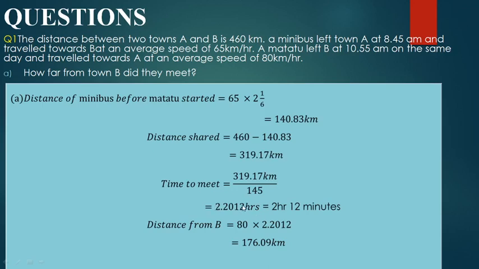You can have it in decimal still for multiplication purposes. And therefore, we are asked how far from B. Remember, from B, it is where the matatu started. So we use the speed of the matatu, which is 80 kilometers per hour, and the time taken to meet, which is 2 hours and 12 minutes. We multiply the two to find the distance from B to where they met, which is 176.09 kilometers. That is 80 times 2.2012 gives you 176.09 kilometers.